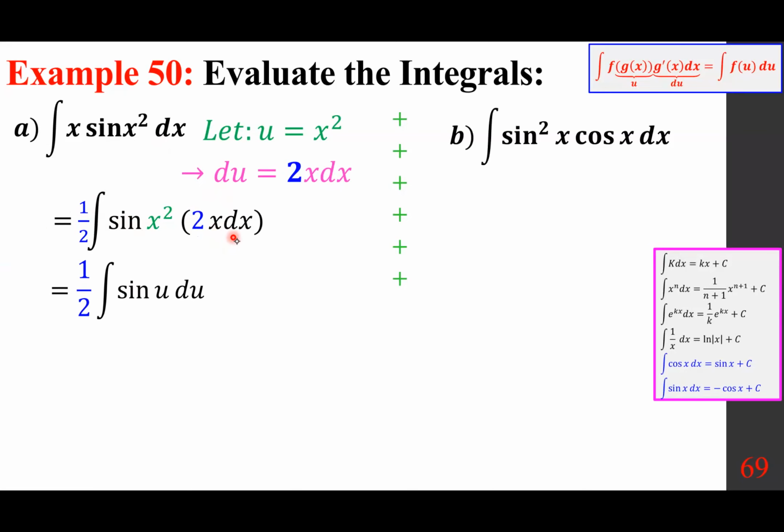The derivative of sine is cosine, but the integral of sine is negative cosine. So minus 1/2, this takes you to a negative sign. Minus 1/2 cosine u and a constant. So that's what we get. Replace the u with x squared and you're done.